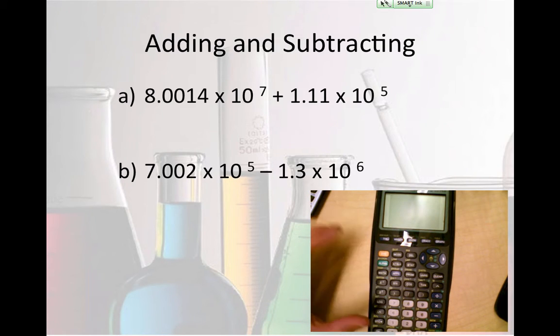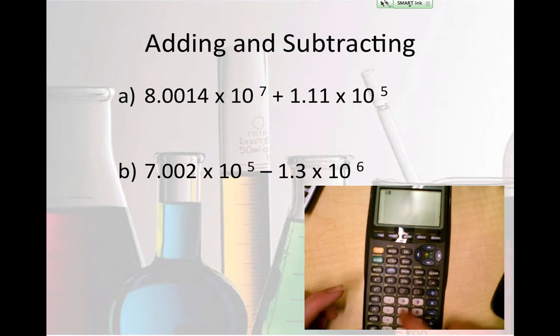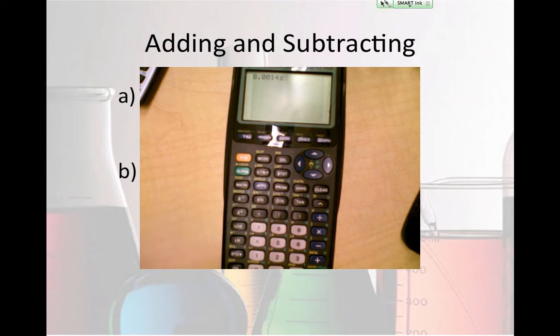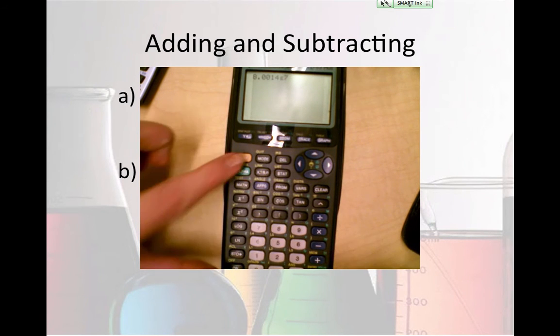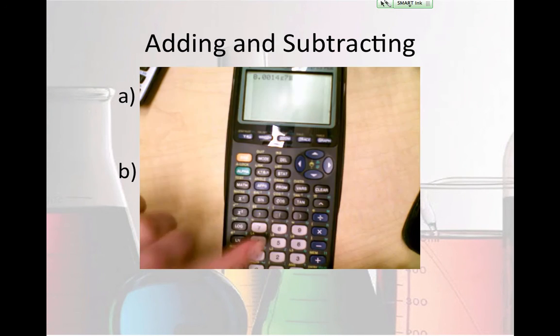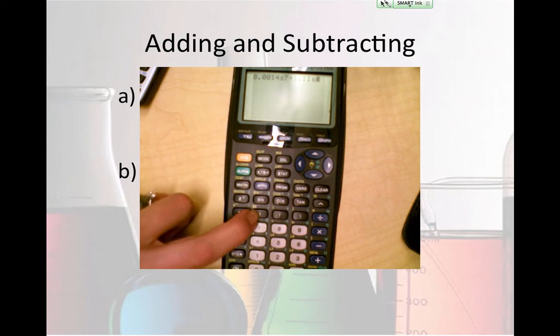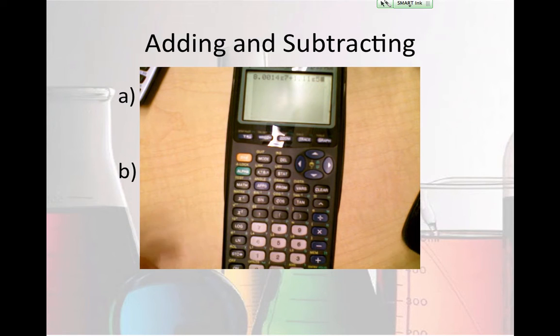8.0014 times 10 to the 7 would be entered like this. 8.0014. Then when I hit times 10 to the 7, I just did second, E, and then the number 7. Now I'm going to add to that 1.11 times 10 to the 5th. So it goes like this, 1.11 second, E, and 5. See, I don't push times 10 because that's built into this EE button already. When I hit enter, I get the answer.